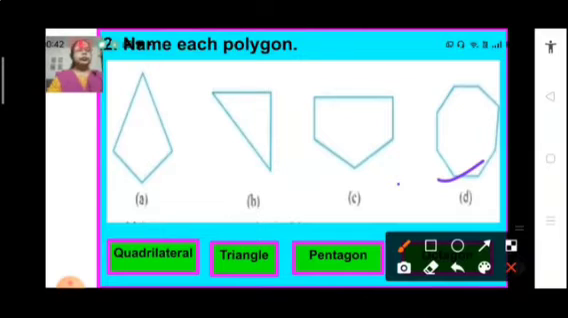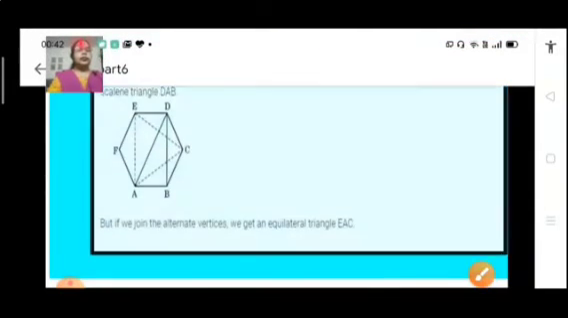Now, here we have a question. Draw a rough sketch of a regular hexagon. Connecting any 3 of its vertices, draw a triangle. Identify the type of triangle you have drawn. So here we have to draw a rough sketch of a hexagon. A regular hexagon means all the sides should be equal, and it should have 6 sides.